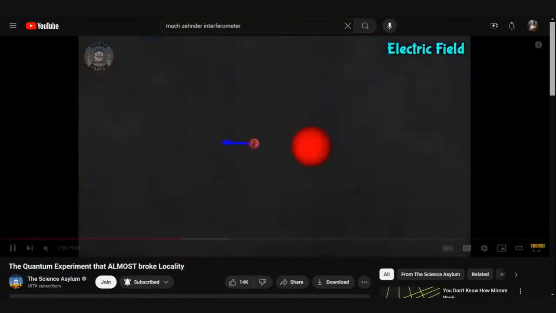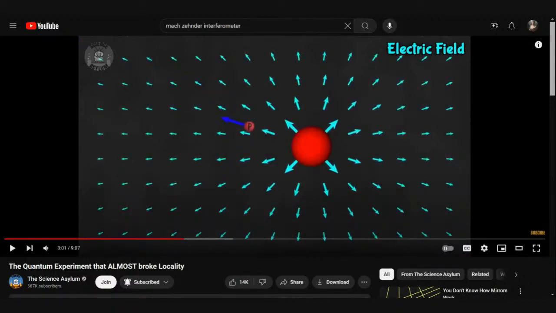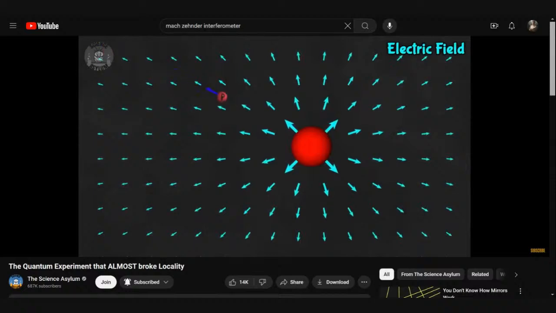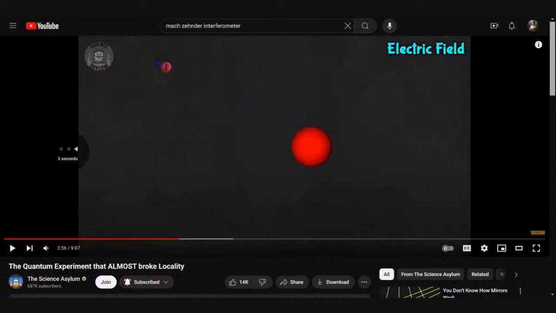Charges don't affect each other over a distance. One charge creates an electric field. Oh, the charge creates a what? Charges don't affect each other over a distance. One charge creates an electric field. One charge creates an electric field? It didn't look like the field came out of the charge, according to you. Look at that.